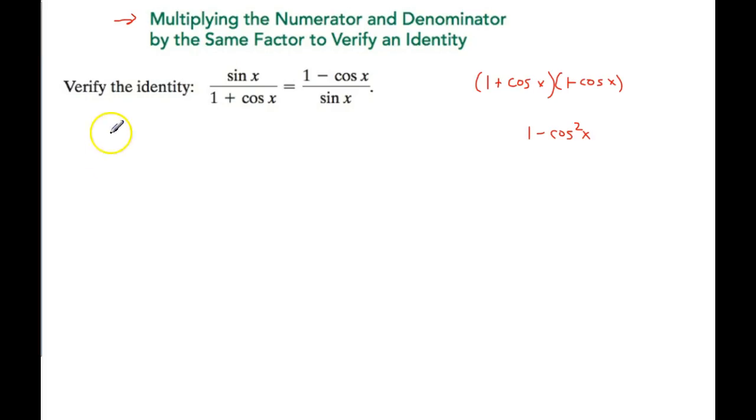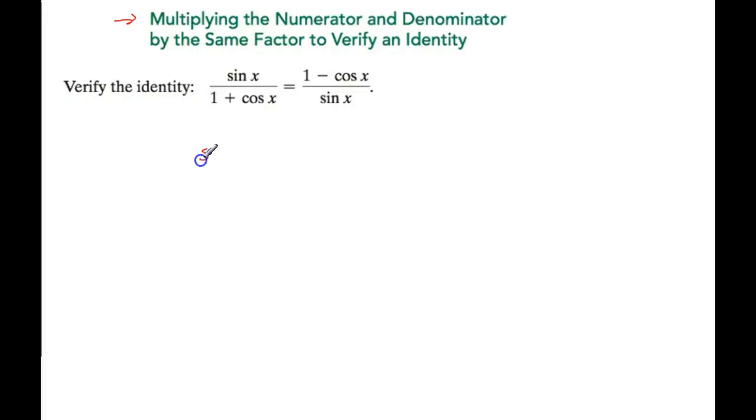It's just that nature of the Pythagorean look. Alright, so when you see those things, that should be something that pops in your head. When you see 1 plus or minus a trig function to the first power, then you should get in your head, alright, this may be a time to use the difference of squares.